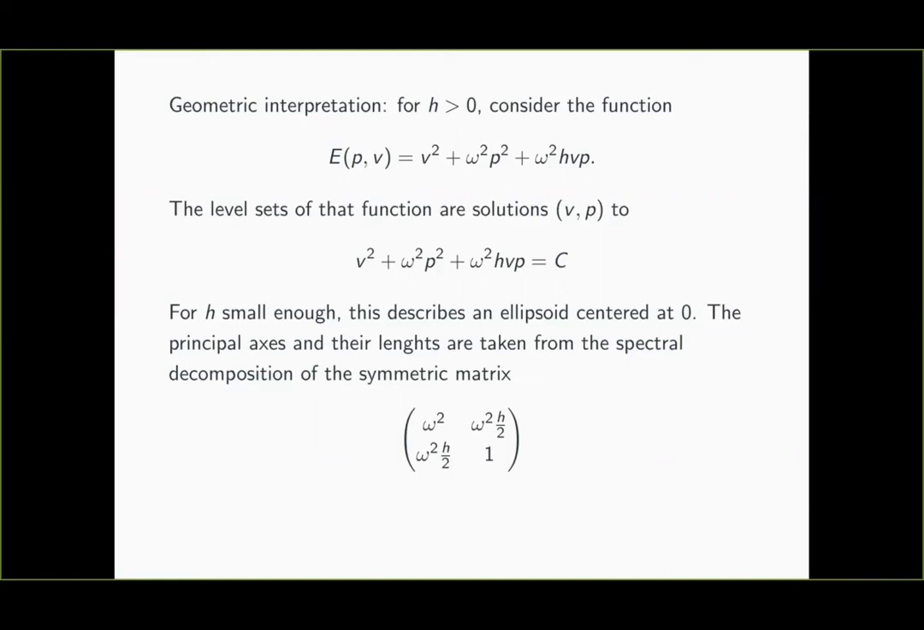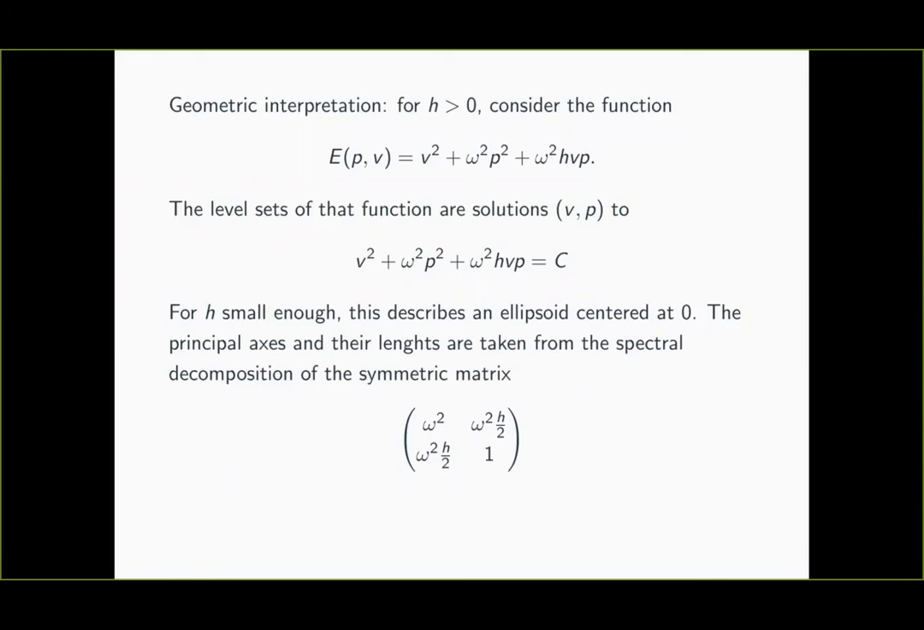Okay, let's try to understand the level set. So which real numbers p and v satisfy the equation v squared plus omega squared p squared plus omega squared h p v equals c? Well, these are all solutions to a quadratic equation in two variables. And what one might know is that equations of that type have been researched for thousands of years. The research dates back at least to ancient Greece.